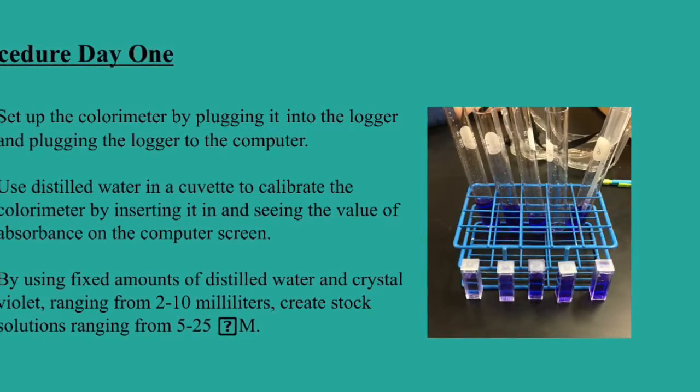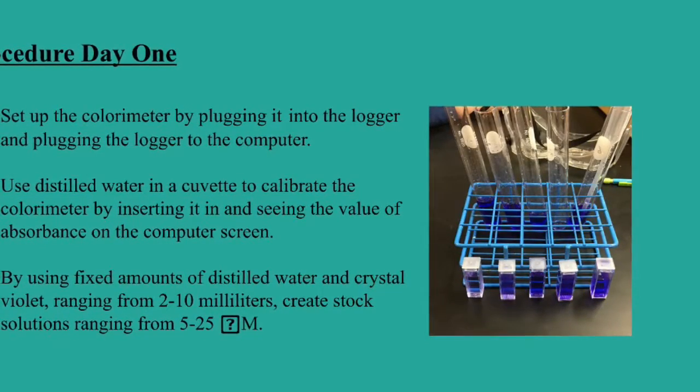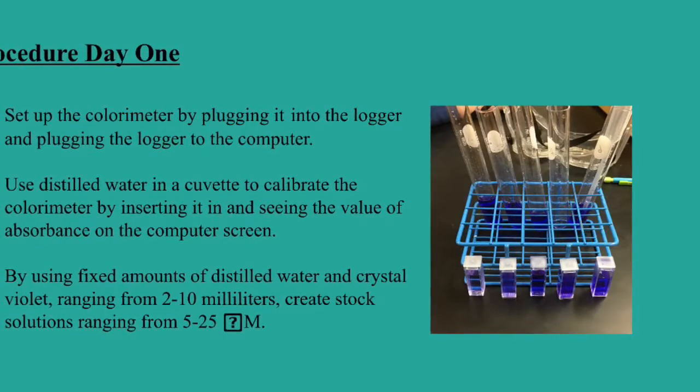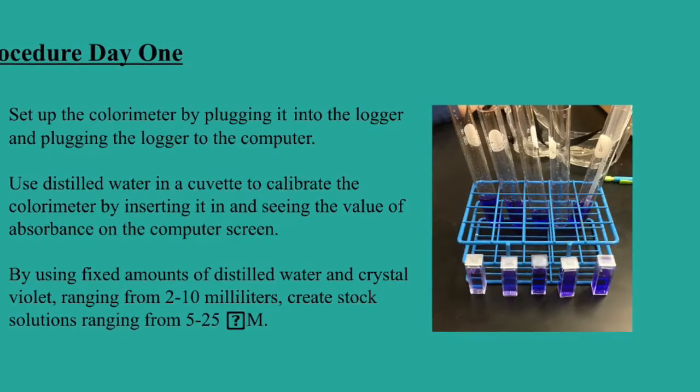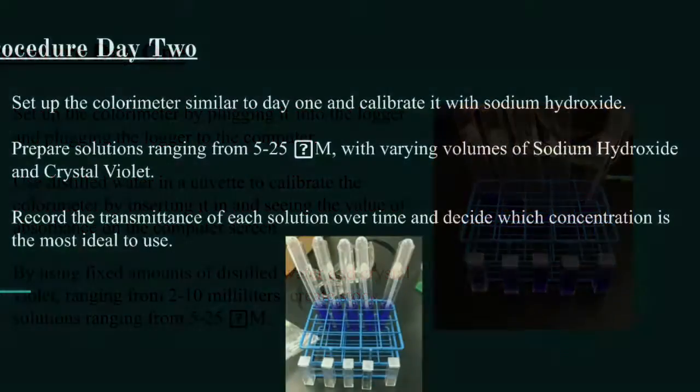Next, we used distilled water in a cuvette to calibrate the colorimeter by inserting it and seeing the value of absorbance on the computer screen. And then finally, we used a fixed amount of distilled water and crystal violet ranging from 2 to 10 milliliters and created stock solutions ranging from 5 to 25 micromolar.